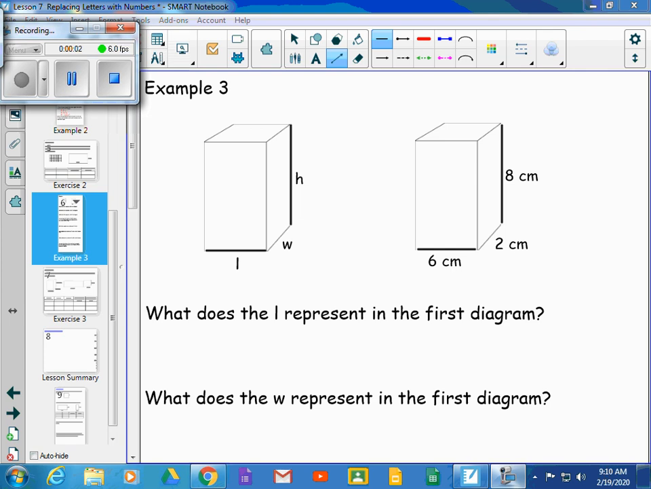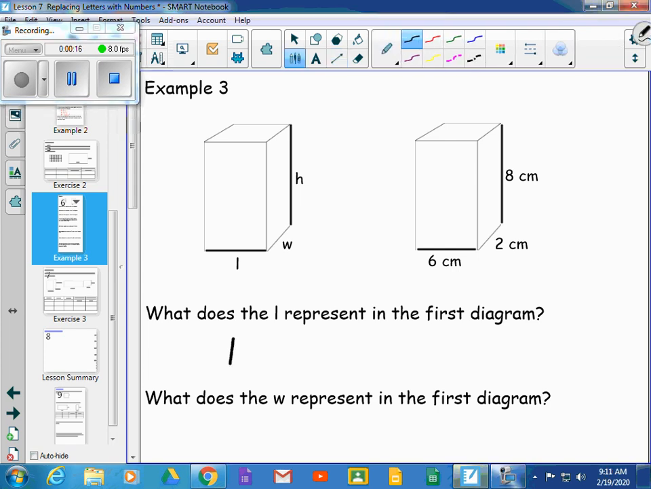Now let's try example 3. In this picture, we're given two congruent rectangular prisms. And the first question asks, what does the L represent in the first diagram? That represents the length of the rectangular prism.